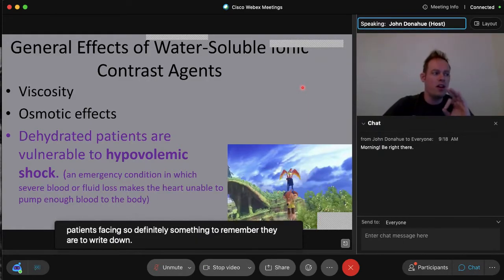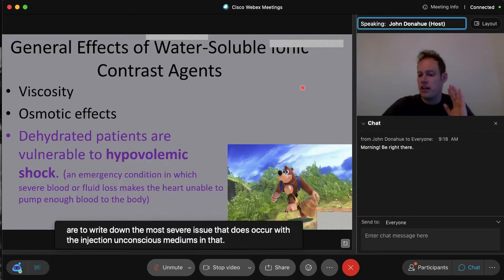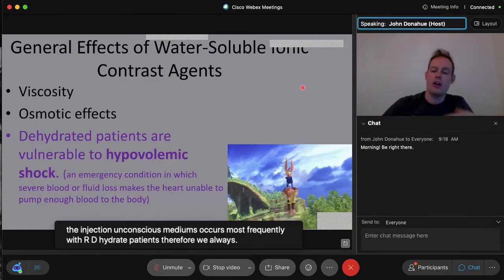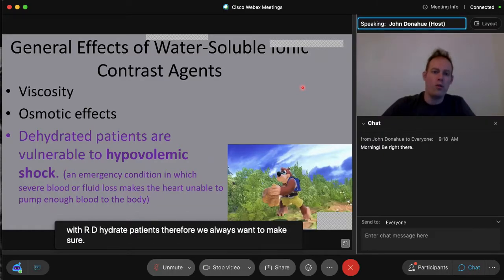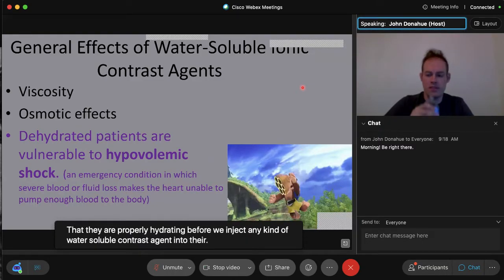That's going to be the most severe issue that does occur with the injection of contrast mediums, and that occurs most frequently with our dehydrated patients. Therefore, we always want to make sure that they are properly hydrated before we inject any kind of water-soluble contrast agent into their body.